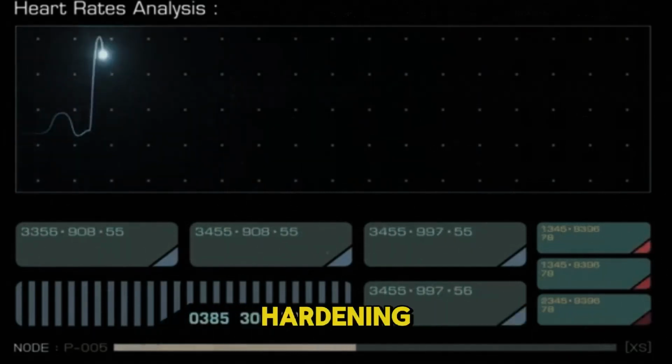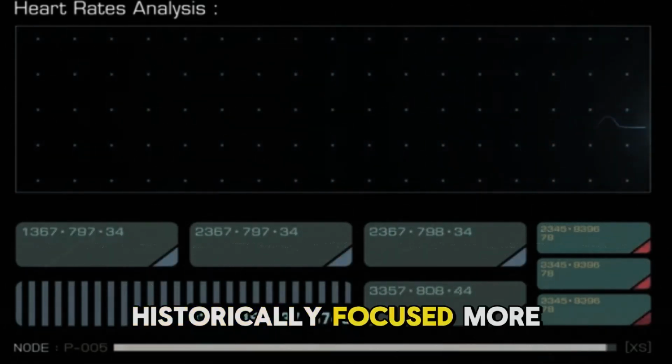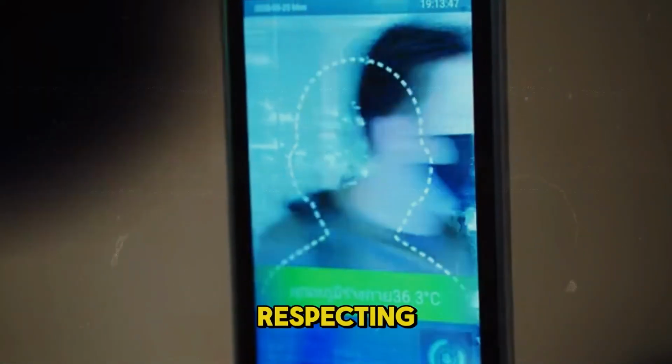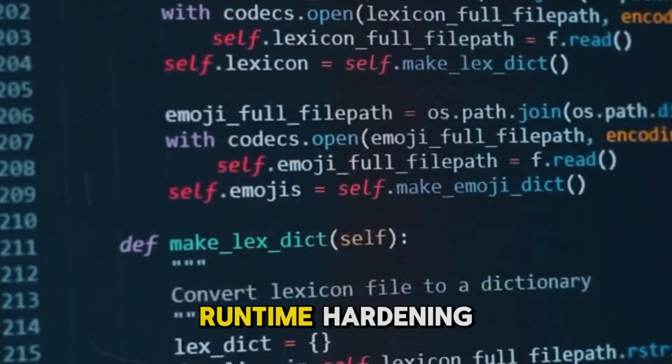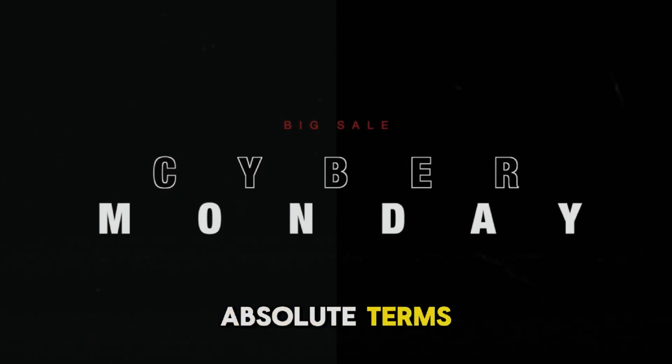CalyxOS implements some hardening, but substantially less. The project has historically focused more on usability and on shipping a complete privacy-respecting system than on depth of kernel and runtime hardening. This is not a flaw in absolute terms.